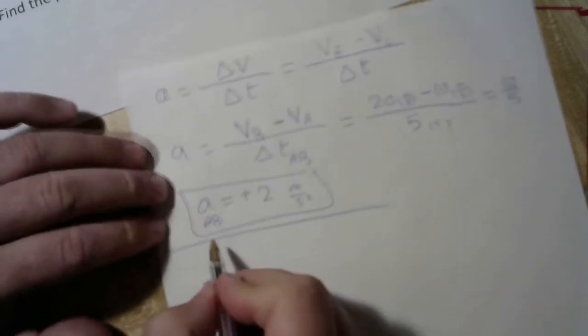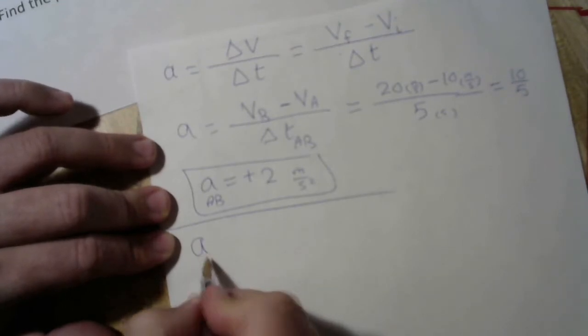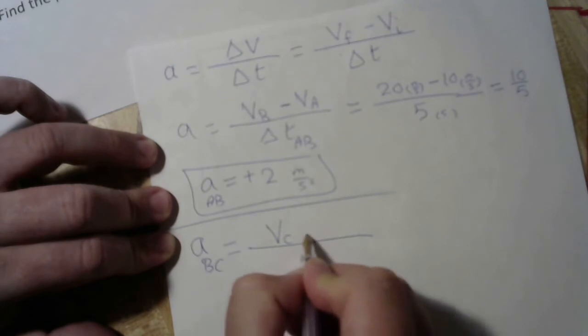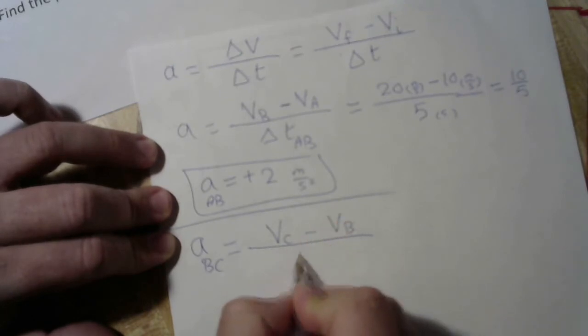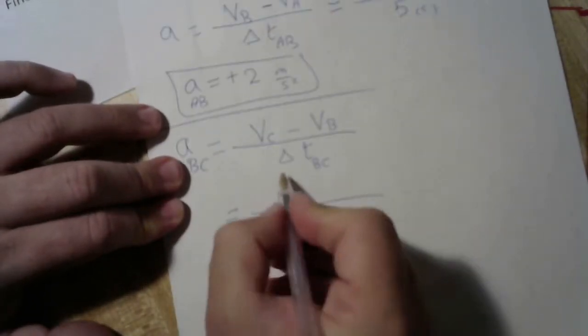What if I need to compute the acceleration between B and C? I'll find it: Vc minus Vb over delta t between B and C. The velocity at C is equal to 30 meters per second.